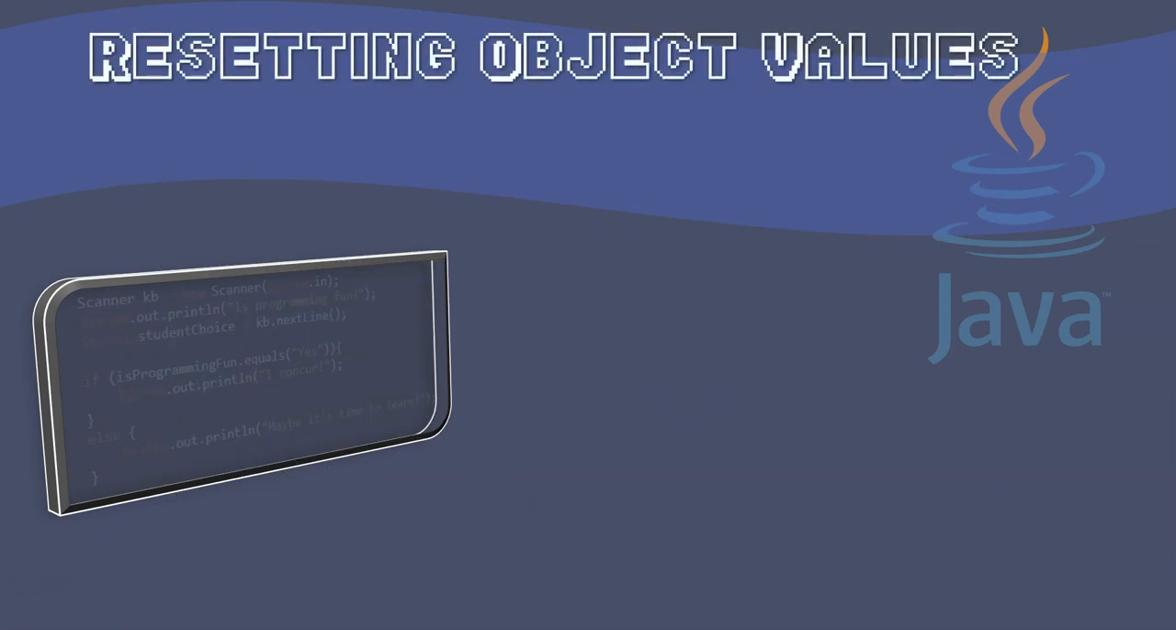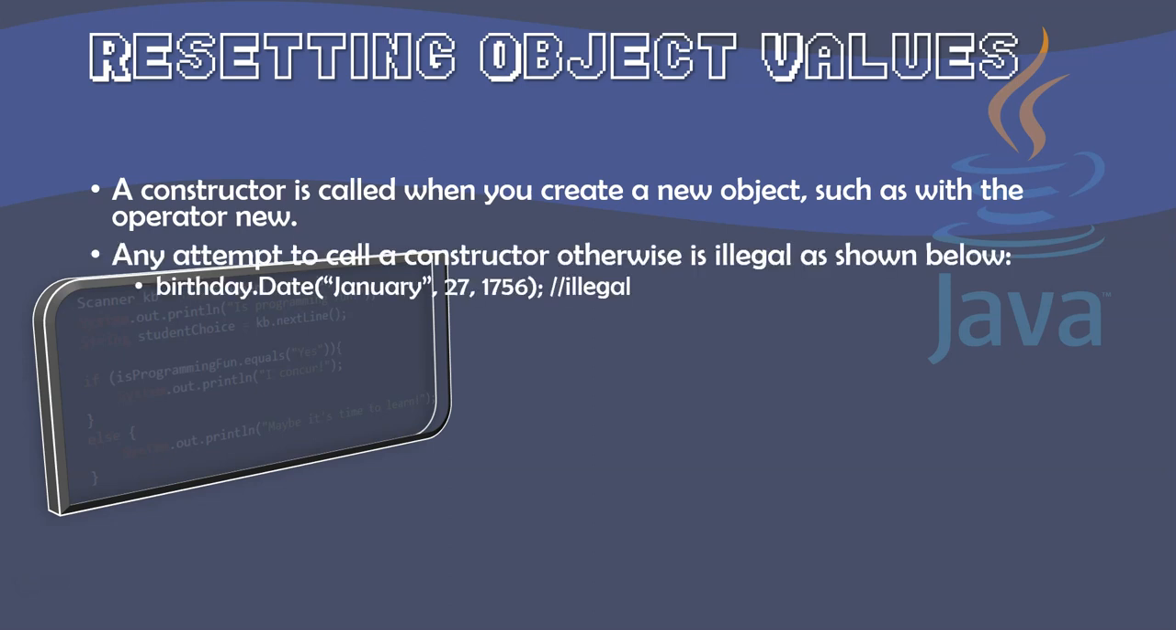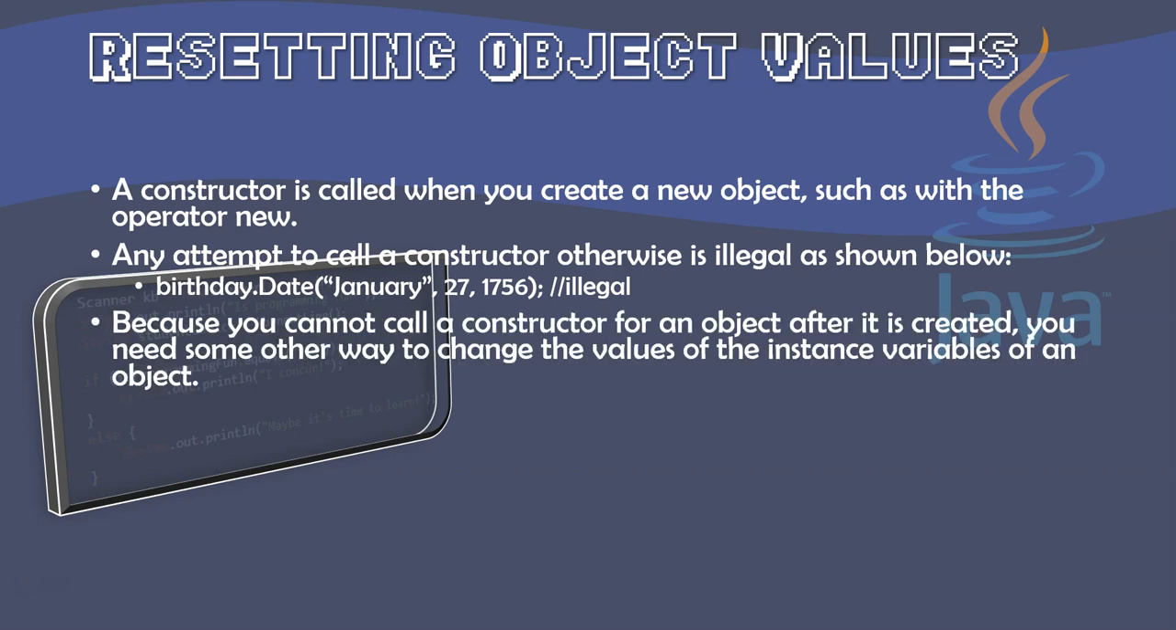Now, what if we want to reset object values or change them? Well, a constructor is called when we create a new object, such as with the operator new. And any attempt to call a constructor otherwise is illegal. So, for example, if I say birthday.Date("January", 27, 1756), this is an illegal invocation, because you cannot call a constructor for an object after we've created it. You need some other way to change those values of the instance variables. Because what if we typed in the wrong date? How do we fix it?